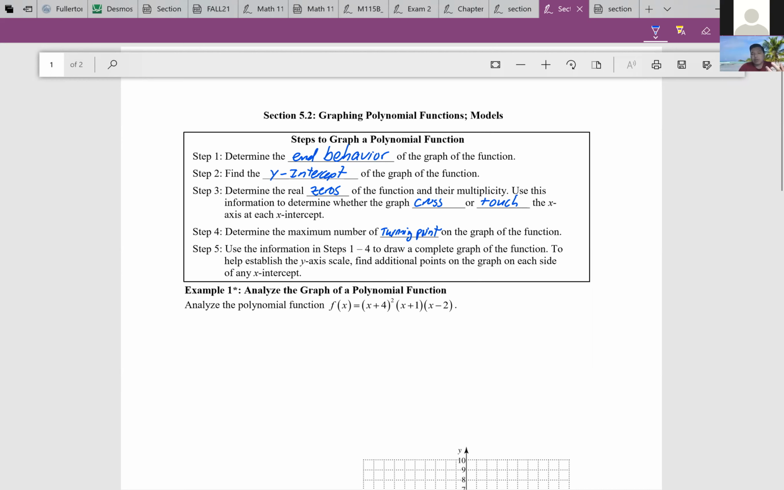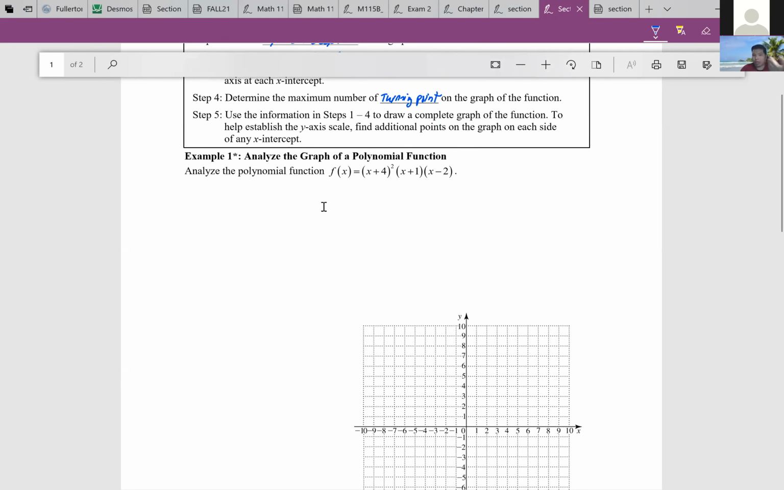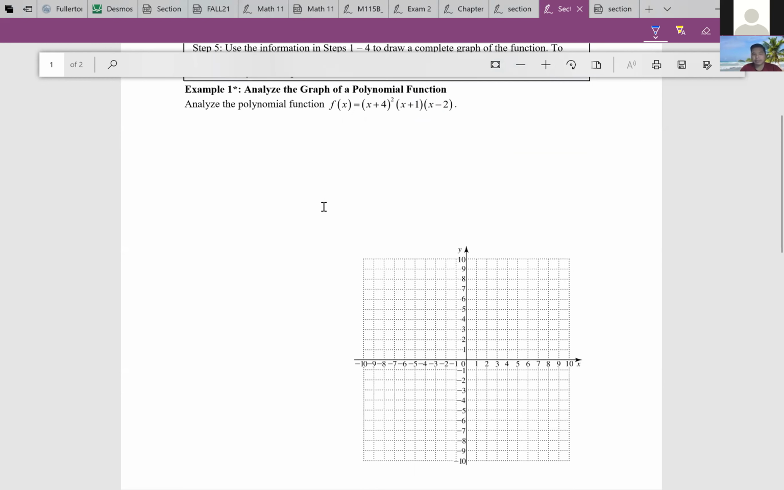Around the turning points right now, we won't be able to identify exactly where they are. That will be a concept of calculus. When you go to calculus, there will be a section showing you exactly where we expect the turning point to happen, okay? But for now we just make a guess. The end behavior, the y-intercept, the zeros, and whether we cross or touch the x-intercept, we know for sure, okay? So let me show you example one step by step, and I'll let you try out the next example.